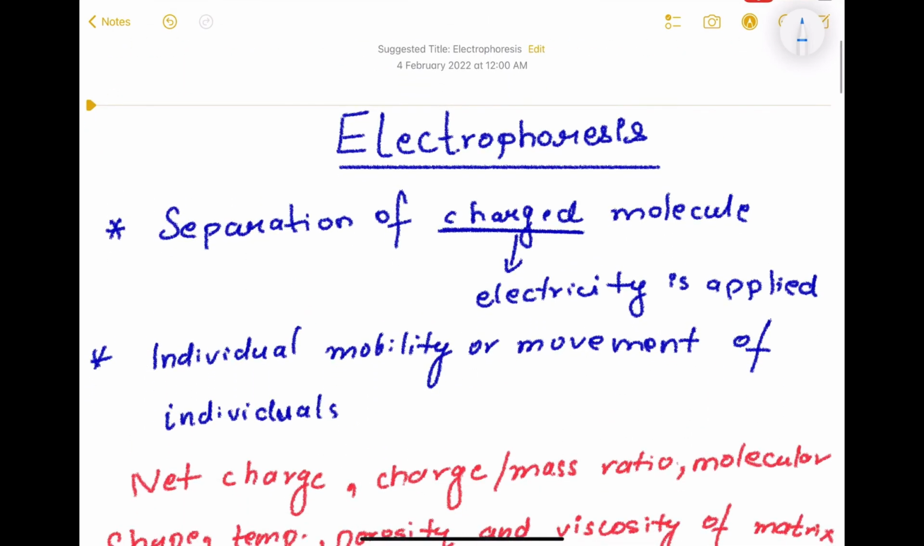I hope that you've understood the concept of electrophoresis and one of its types, that is agarose gel electrophoresis. If you have any doubt related to this particular topic, do comment and I'll try my best to solve it in a limited span of time.